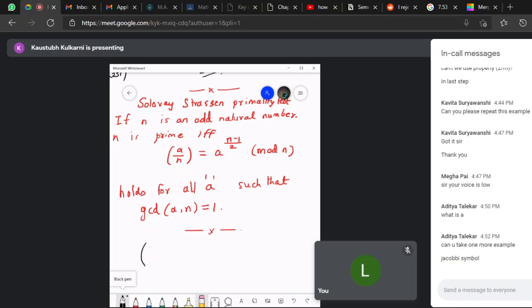Okay, let's take a smaller example. 3 upon 35. You want to find 3 upon 35. How will you go about this? Okay, you calculate on your side. I'll give you 2 minutes, let's say. Think about it and let me know.